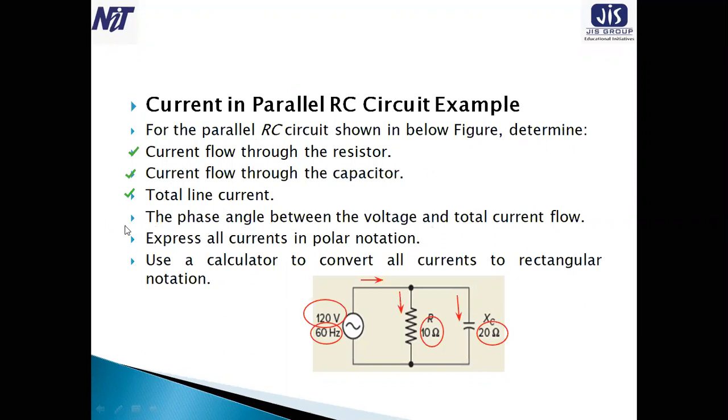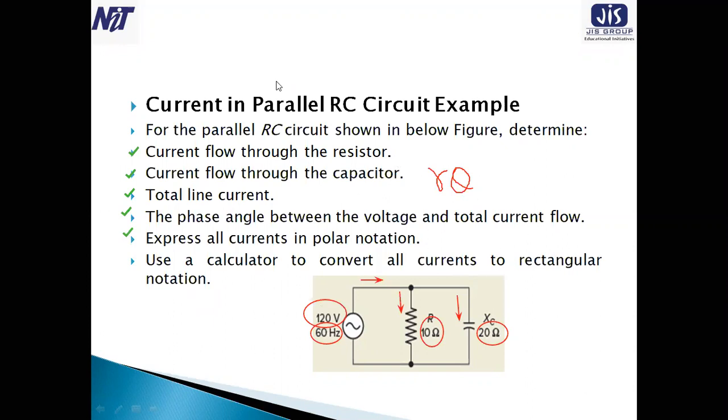Next one is, express all currents in polar notation. It may be in x plus jy form or any other form, so we have to convert it to the polar form. Polar form means we have to convert it to the r theta form. That is the important part. Now use a calculator to convert all currents to rectangular notation. So from polar you have to convert it to rectangular. That part is also in this problem.